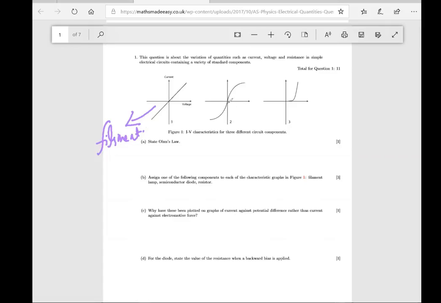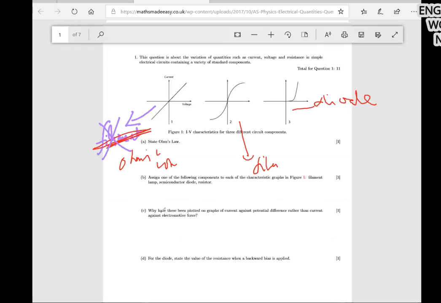Wait, what are you doing? This is ohmic conductor. This is the filament lamp. This is the diode. Good. It's too easy. So I was not listening when you were speaking because I thought it was too easy. But then I didn't know you wrote the wrong answer.